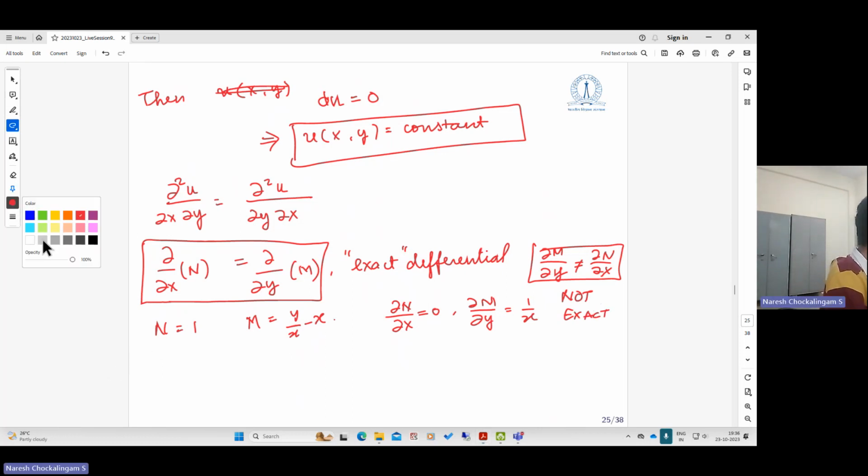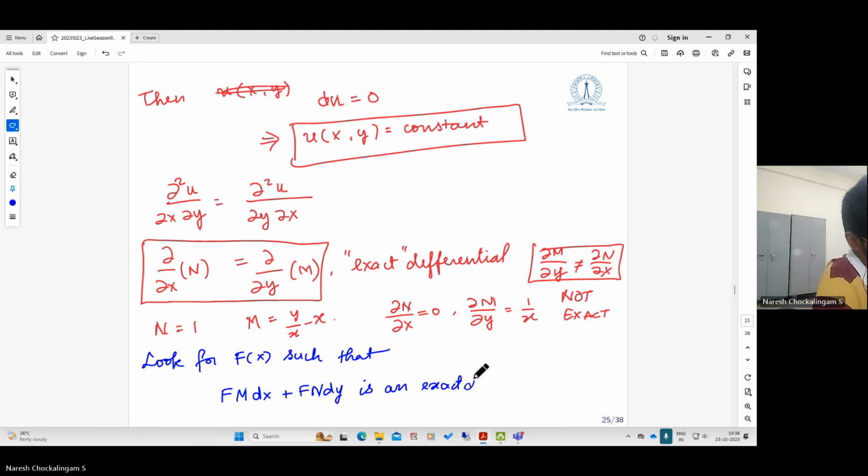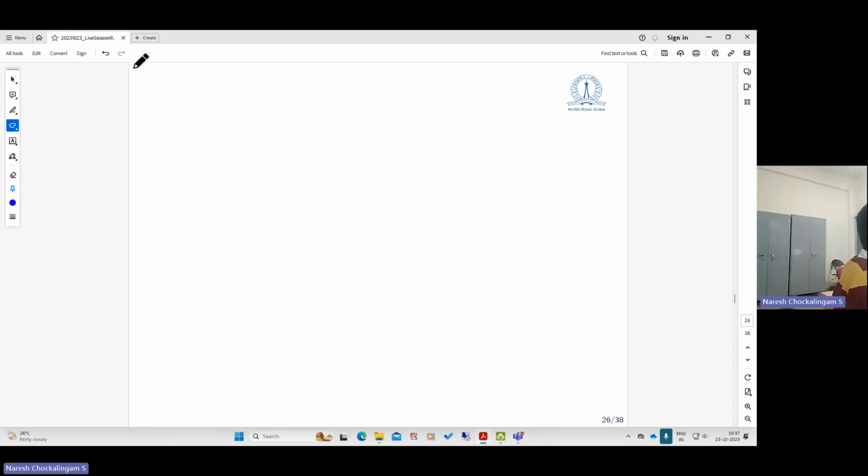So how we solve the problem is we look for integrating factors. Look for an f multiplying with both sides such that f m dx plus f n dy is an exact differential. So in general, f can be a function of x and y. So actually, it's f of x comma y. This should be an exact differential. But let us assume that f is a function only of x.